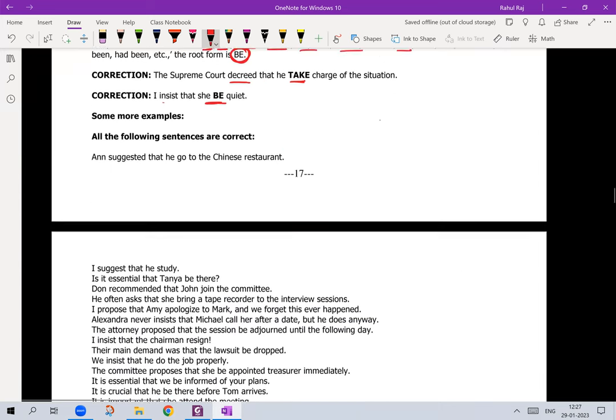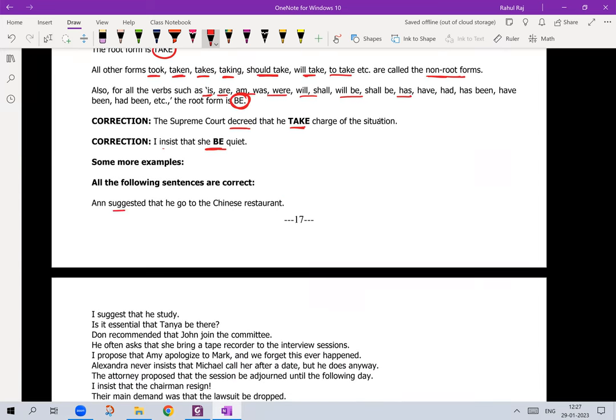Now, there are some examples given to you. Anne suggested that he should go to the Chinese restaurant. This is wrong. Anne suggested. When I suggest you to go, only then you will go. So there is an element of future involved in it. Anne suggested that he go to the Chinese restaurant, not should go. I suggest that he should study. This is wrong. I suggest that he study. So leave this.